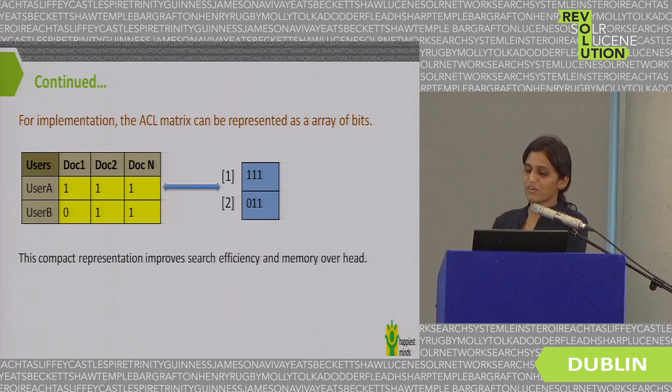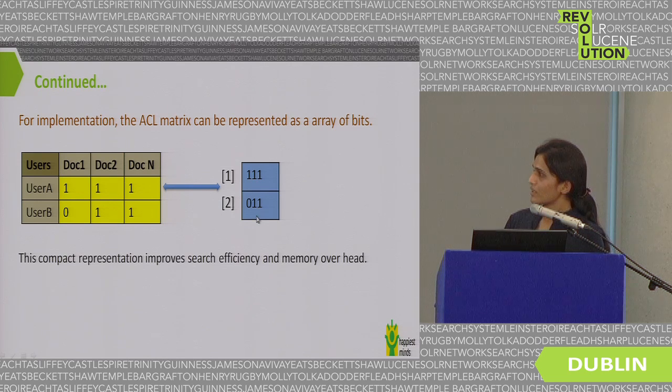We convert it as a stream of bits. For every user, it becomes a stream of bits here. So for the whole set of users, it becomes an array of bits. This compaction is for improving search efficiency as well as memory overhead.